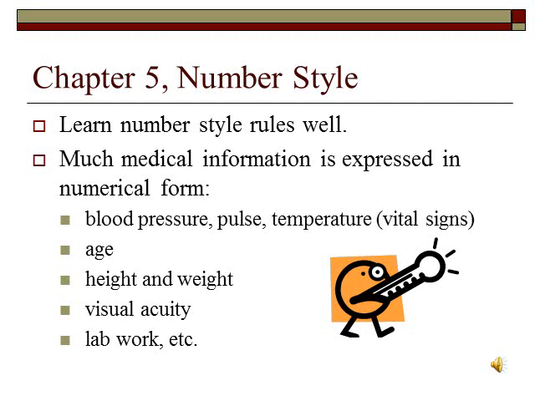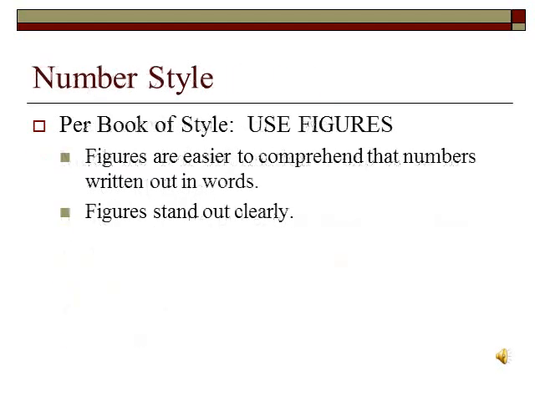As I mentioned earlier, a lot of medical information is expressed in numerical form, such as blood pressure, pulse, temperature, otherwise known as all of our vital signs, patient's age, patient's height and weight, visual acuity, lab work, drug dosages, all sorts of things are done in numbers. So that's why it's very important to learn our rules. Again, the Book of Style says that we prefer to use figures in medical documentation because they're easier to comprehend. It's much more clear, gives a sense of clarity in whatever is being dictated in the record. So we're going to use figures for the most part.